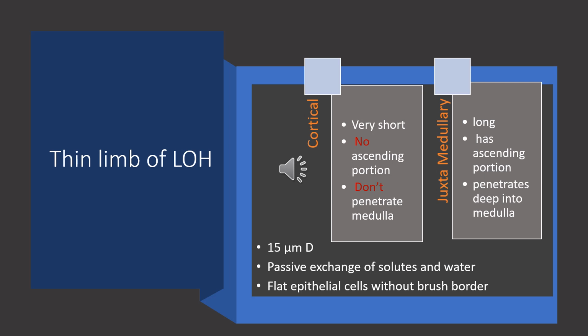When we look into the peculiarities of thin limb of loop of Henle, we can see that in cortical nephrons, the thin segment is very short, has no ascending portion, and it barely penetrates the medulla. Whereas in juxtamedullary nephrons, the thin segment is long, has an ascending portion, and penetrates deeper into the medulla. The diameter of thin limb of loop of Henle is about 15 micrometer. It is formed of flat epithelial cells without brush border, which suggests the passive exchange of solutes and water in this part.